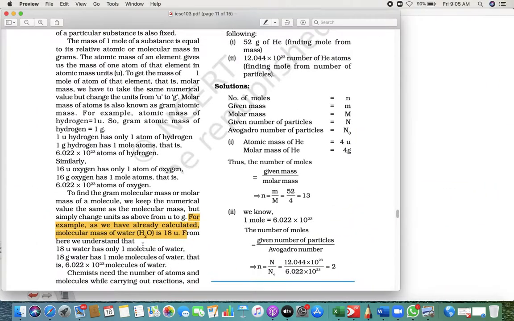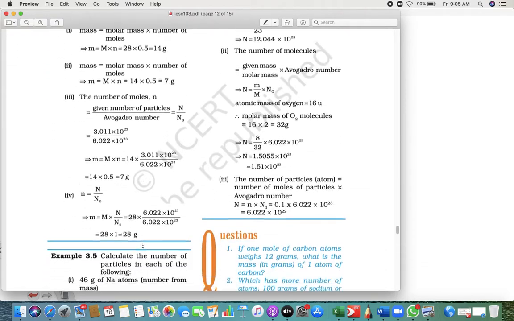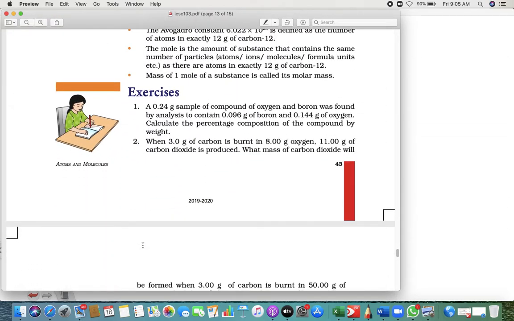Okay, let's see the first one. Now, in this one they have already given it to you, right? They have already solved it. We are going to solve from our textbook. So here what they are talking about is, if a 0.24 gram sample of a compound of oxygen and boron was found by analysis, so total it is 0.24 gram. But when you bifurcate, you will get 0.096 gram of boron and 0.144 gram of oxygen. We just have to find out the percentage.